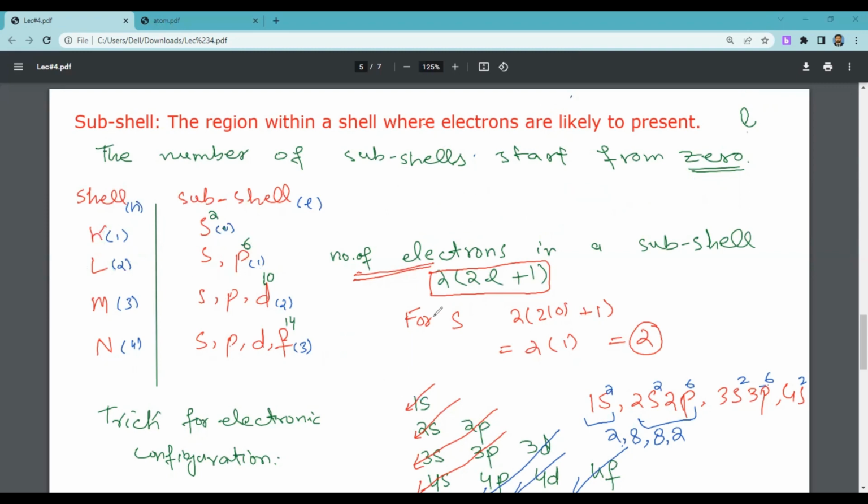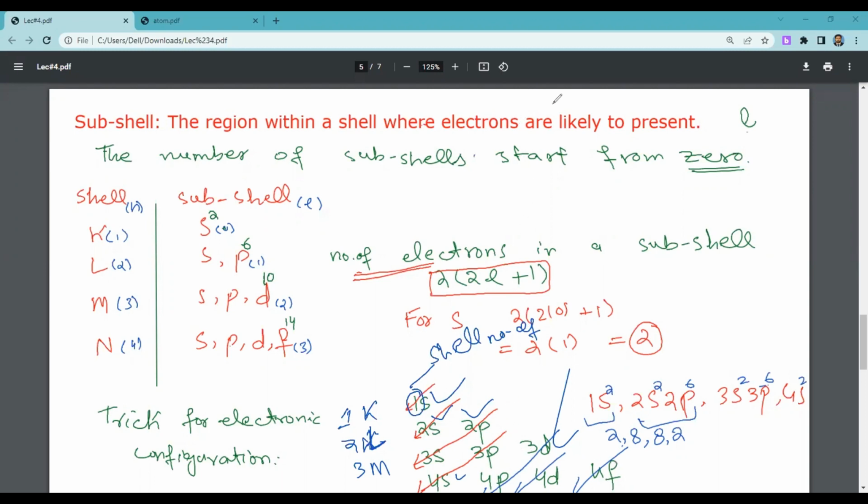Now I am describing a simple trick for electronic configuration. Simply write down in this way. I am writing it again. K is for the first shell. The number before the subshell indicates the shell number. For the first shell, only 1s is present. For the second shell, 2s and 2p are present. For the third shell, 3s, 3p and 3d are present. For the fourth shell, 4s, 4p, 4d and 4f are present.